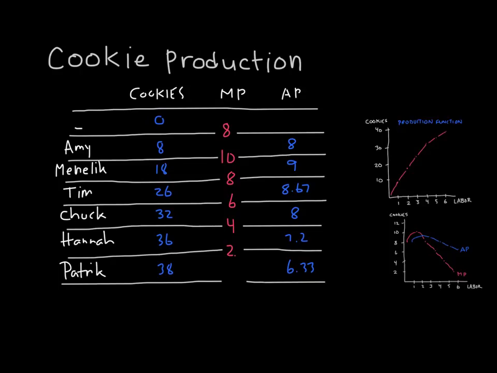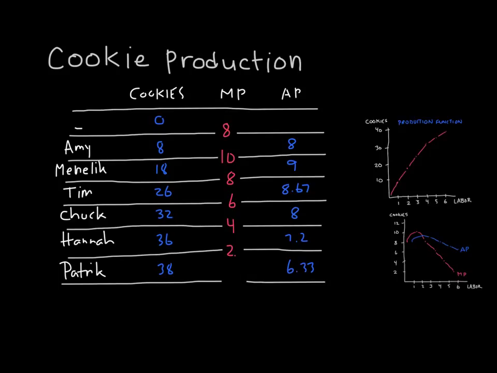Amy, Menelik, and Tim could produce 26. Add Chuck, and they can make 32. Add Hannah, we have 36 cookies. And when Patrick decided to bake a little bit, we only got 38 together.